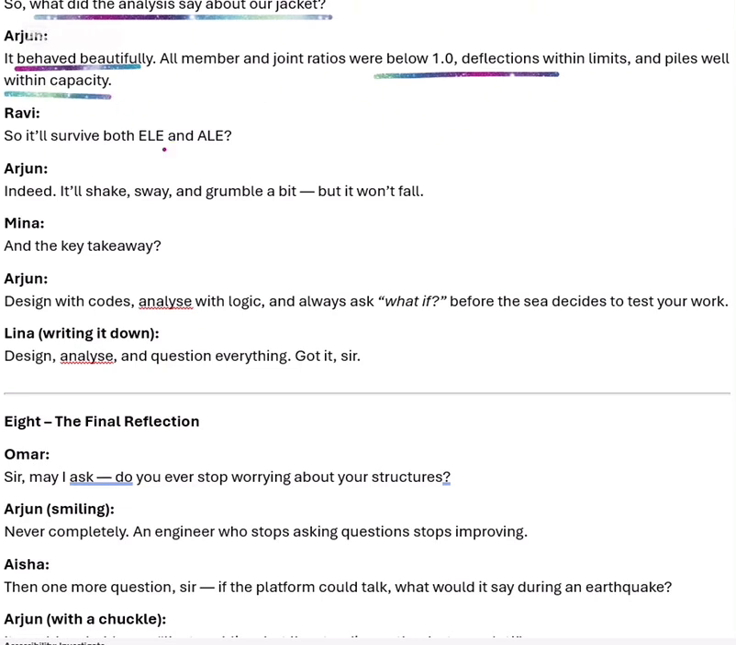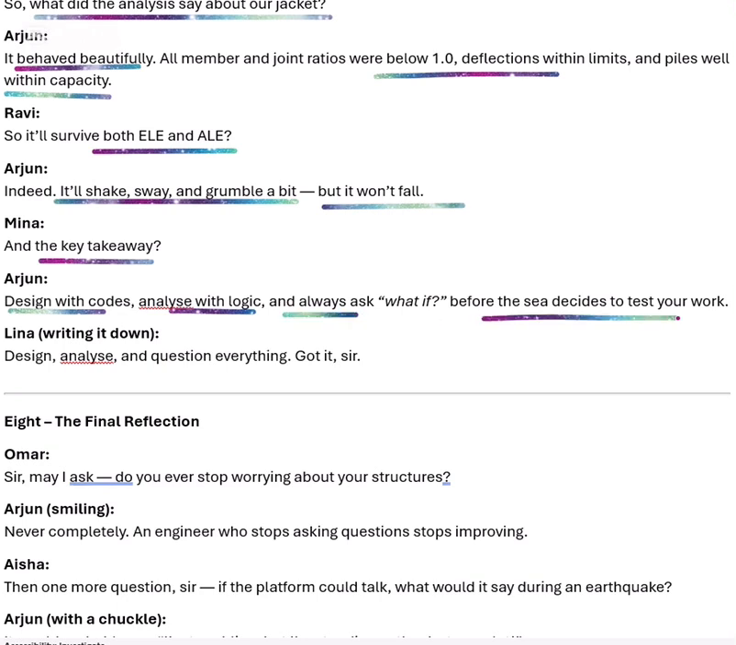So it will survive both ELE and ALE. Indeed, it will shake, sway, and grumble a bit, but it won't fall. And the key takeaway: design with codes, analyze with logic. Always ask what if before the sea decides to test your work.